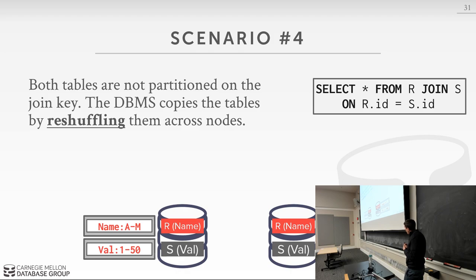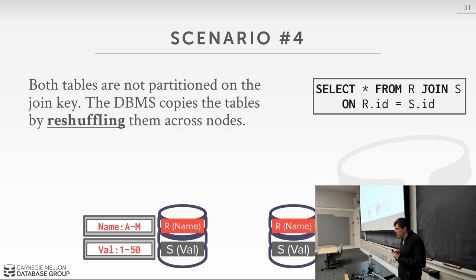All right, the last scenario is the worst case scenario, where both tables are not partitioned at all on our join key. In this case, the R table is partitioned on name and the S table is partitioned on value. So we can't compute any local join here, because we don't know whether there'll be a tuple that matches on the outer table or the inner table with the same ID at any other node. We'd have to send messages to everyone else to figure out whether they have a match for us. So what we're going to do is called a shuffle or a reshuffle.